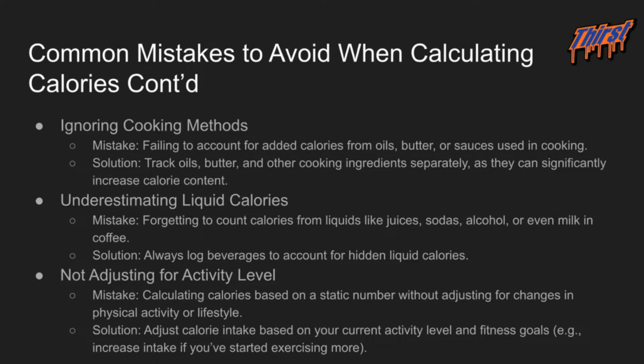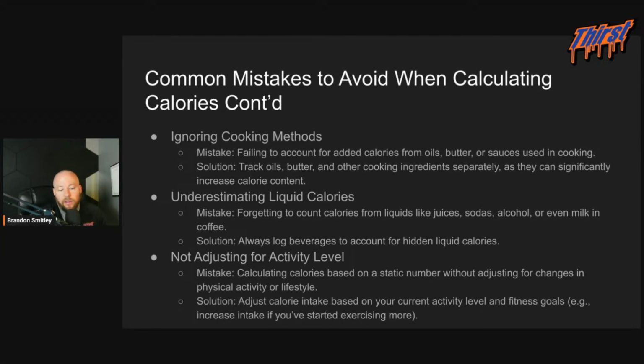Next, we've got not adjusting for your activity levels. Here, the mistake is calculating calories based on a static number without adjusting for changes in your physical activity or your lifestyle. So you could have a really active day and then a not very active day. And if you're running off of the same calculation, which many people do, that can really throw things off. Not a bad thing. The good thing is to have a goal of what your average activity level is. But if you want to get very specific, if you have a low activity day, you eat low activity-based calories and vice versa. So just adjust your calories based on your current activity level and your fitness goals, and that will help take care of that.